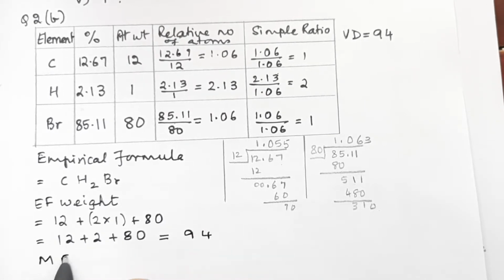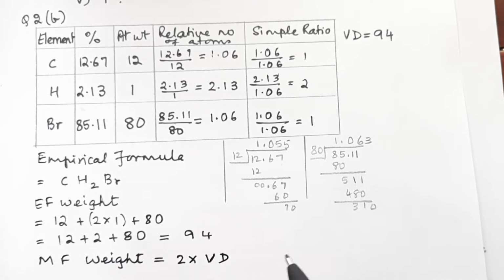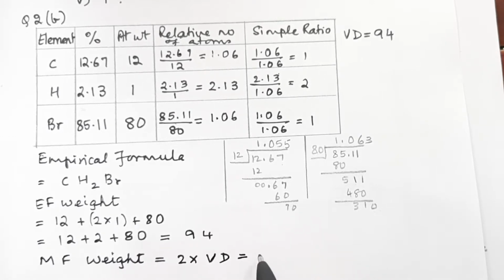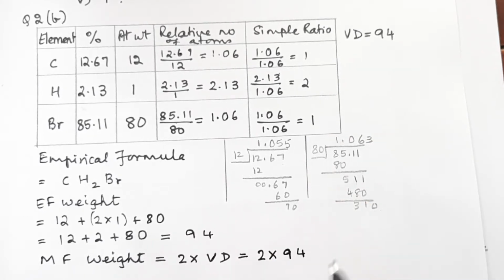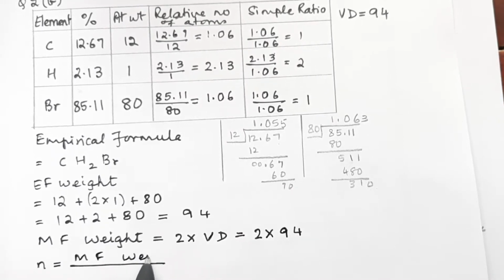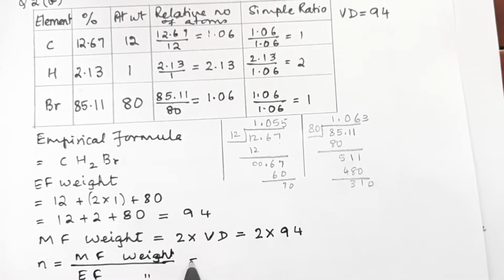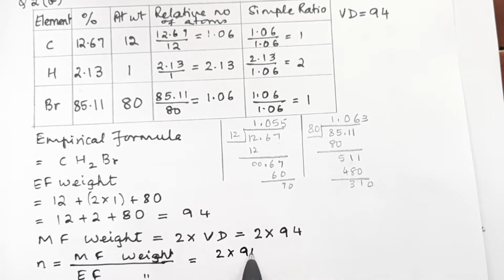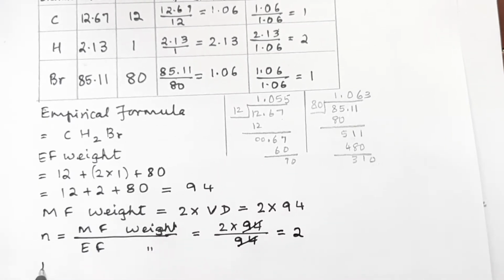Now we need the molecular formula weight, which is also the RMM. It will be 2 into vapor density. We already know this formula. So that will be 2 multiplied by, can you see it is given 94 as the vapor density. So your N is equal to molecular formula weight upon the empirical formula weight, which will be 2 into 94 upon 94, which got cancelled.